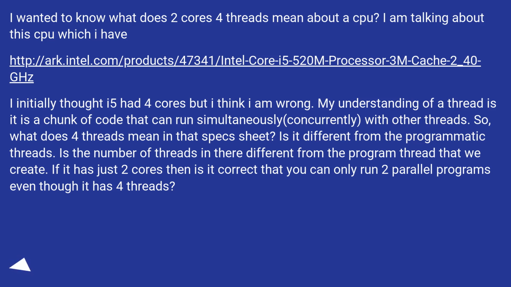My understanding of a thread is it is a chunk of code that can run simultaneously, concurrently with other threads. So, what does 4 threads mean in that specs sheet? Is it different from the programmatic threads? Is the number of threads in there different from the program thread that we create? If it has just 2 cores, then is it correct that you can only run 2 parallel programs even though it has 4 threads?